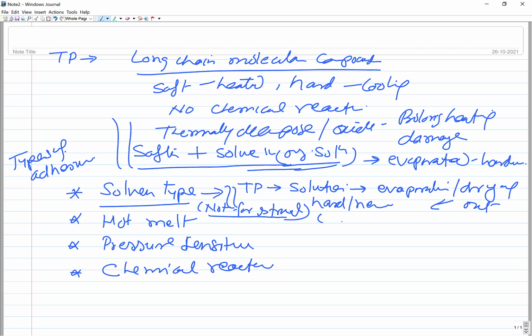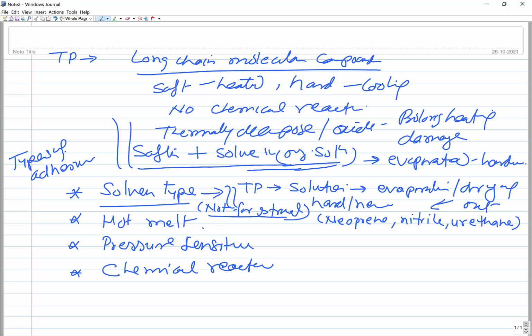Common examples of the solvent type of adhesives are neoprene, nitrile, and urethane. Okay, so these are the solution based solvent type adhesives.